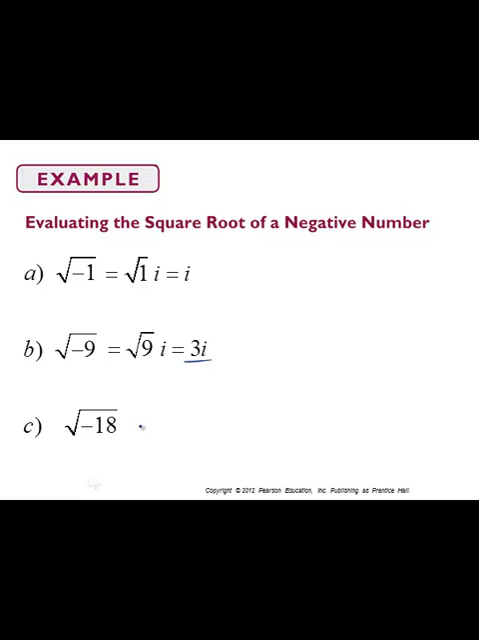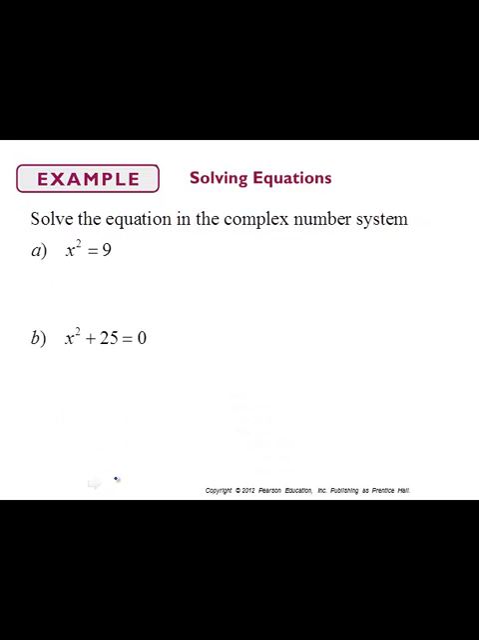Square root of negative 18. Now, the square root of negative 1 is automatically i, so you can pull out the i, the square root of negative 1, which becomes i on the outside. And then you have the square root of 18, which you can simplify as the square root of 9 times the square root of 2. Square root of 9 is 3. So the result is 3 root 2 times i. That's what the square root of negative 18 is: 3 root 2 i.